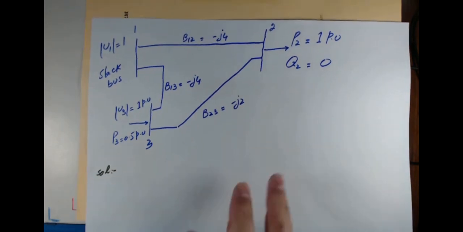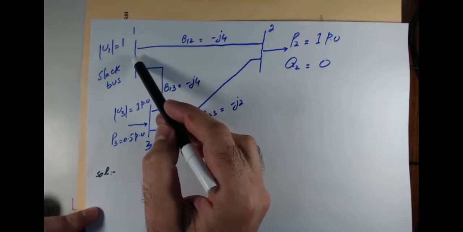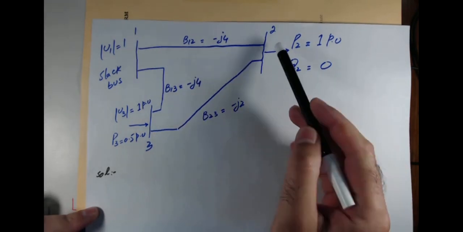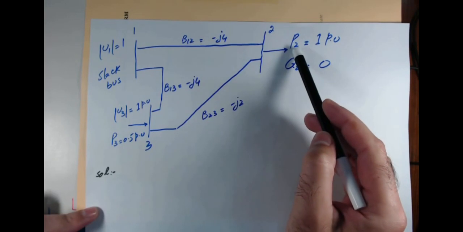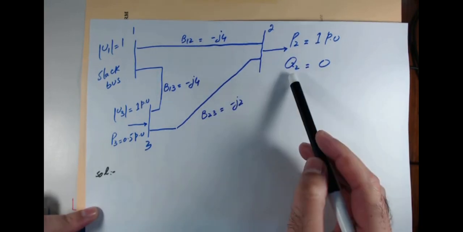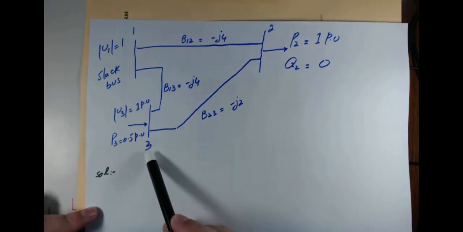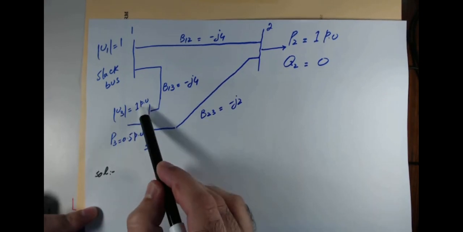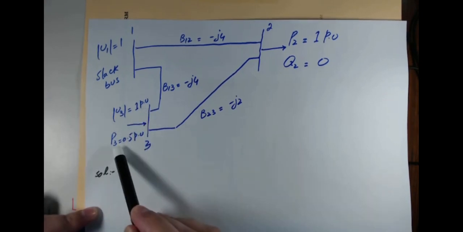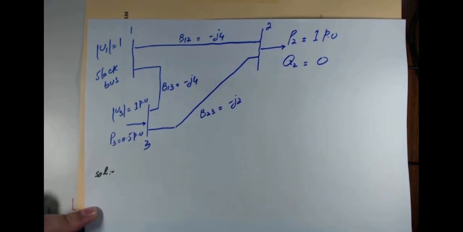This is basically the network for a 3-bus system, where the first bus is the slack bus, the second bus is the load bus, having only active power consumption, and the reactive power is 0. And the third bus is the voltage control bus, where the voltage magnitude is fixed, it's 1 per unit, and the active power that is injected into the bus is 0.5 per unit.